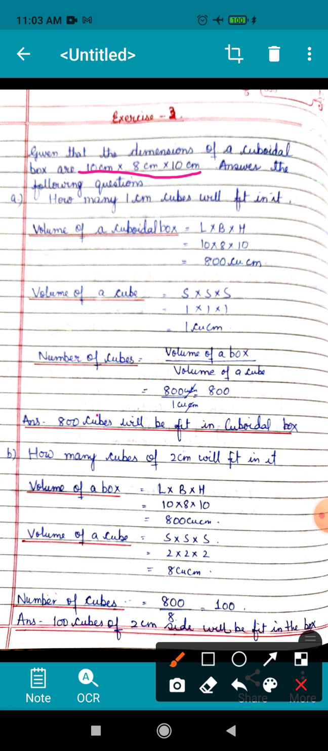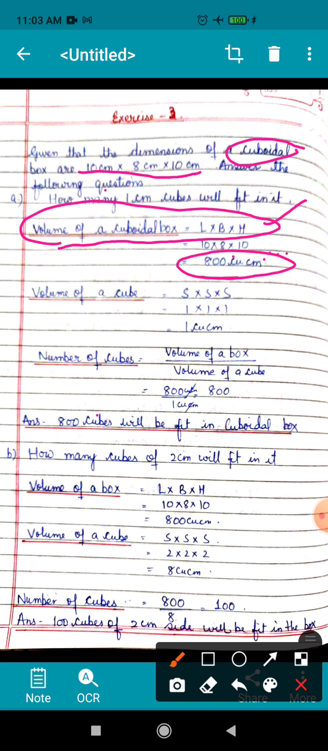Children, this is a cuboidal box. It means it has length, breadth and height. So the formula you use to find out the volume of the box is L into B into H. When you place the value 10 into 8 into 10 and calculate it, 10 8s are 80, 80 10s are 800 cubic centimeter. This is the volume of a box.